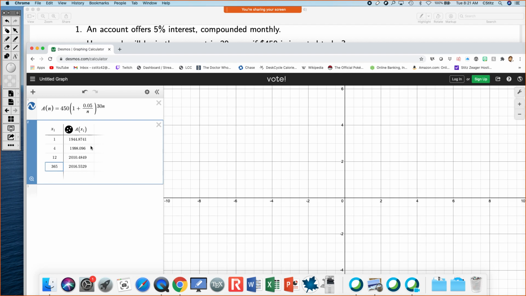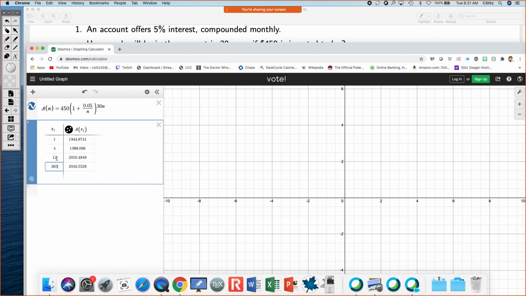Now, notice the more times you compound the interest, the more money you get. And hopefully that makes sense, because the more times you compound is the more opportunities to get interest on the accrued interest. Interest is constantly accruing on this money. And so by compounding more often, you're getting the interest on the accrued interest more often. So it makes sense that you're getting more. But notice the difference.